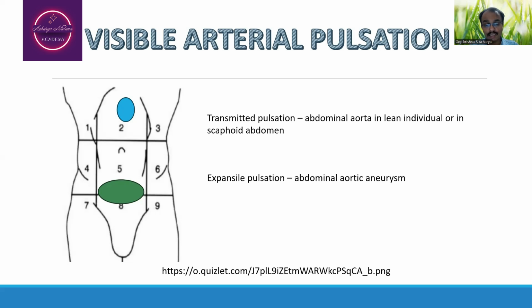Whereas in the case of the umbilical region, there will be an expansile pulsation. The term expansile pulsation means that with each beat, the fingers kept on either side of the pulsation will be moving apart. That is what we call the expansile pulsation. This is specifically seen in abdominal aortic aneurysm.